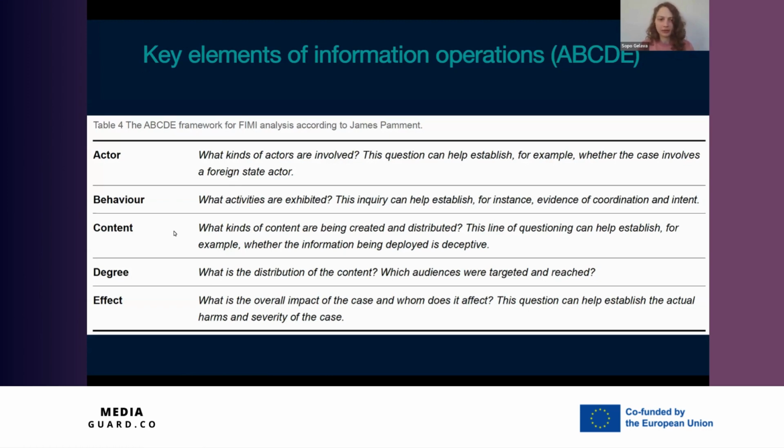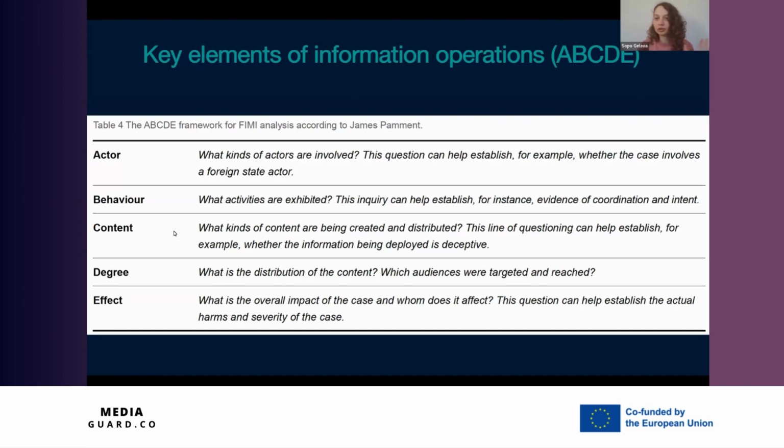Then B stands for behavior. What type of activities are involved in amplifying the narrative? The third is content. So one thing is content. What type of content is out there? What type of narratives are in the disinformation campaign? But then another angle is to understand how that disinformation campaign or that narrative is amplified.